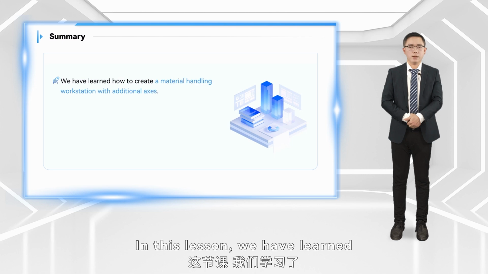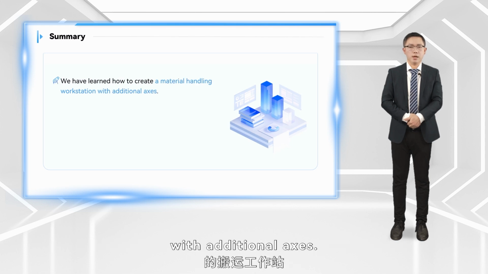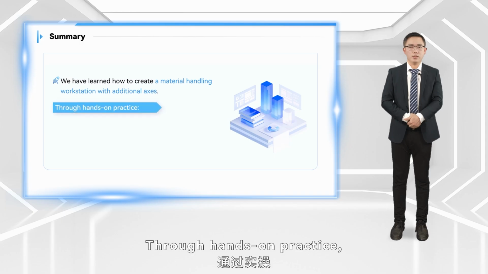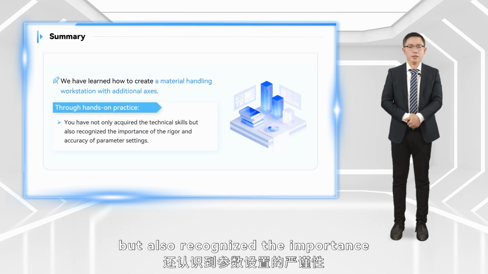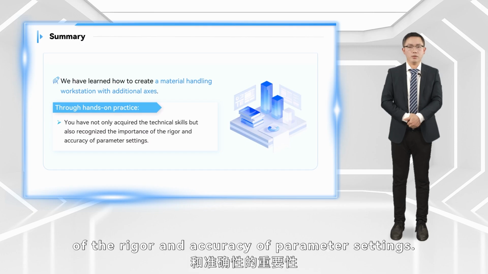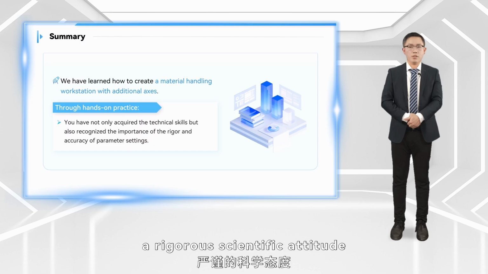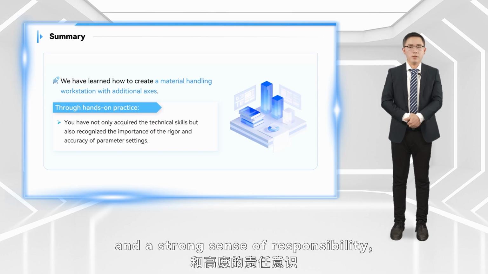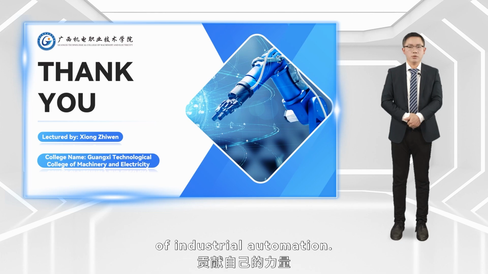In this lesson, we have learned how to create a material handling workstation with additional axes. Through hands-on practice, you have not only acquired the technical skills but also recognized the importance of the rigor and accuracy of parameter settings. I hope that in your future studies and work, you will always maintain a rigorous scientific attitude and a strong sense of responsibility, and contribute to the development of industrial automation.